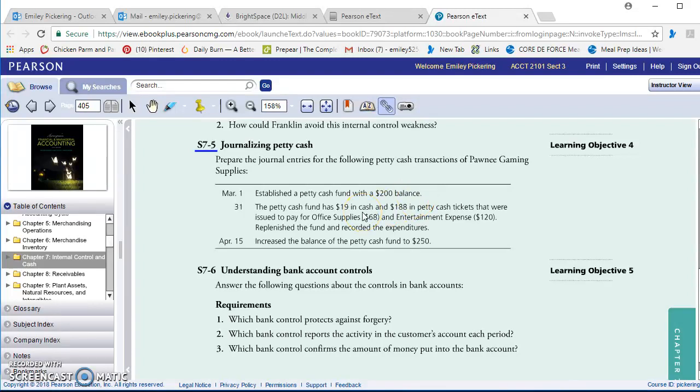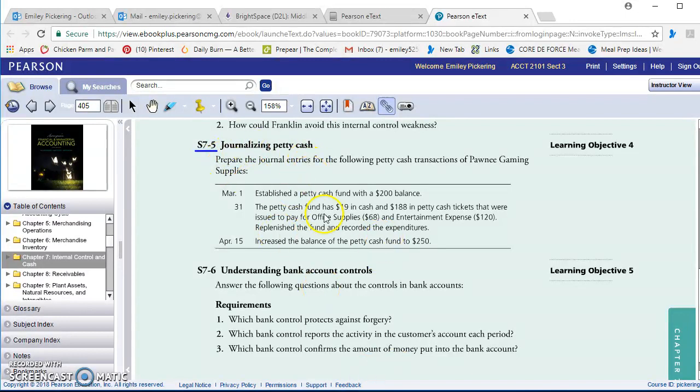All right, so chapter 7, we are concentrating mostly on petty cash and then the bank reconciliation. There are going to be a couple things on internal control, but I don't think I really need to go over that. So let's talk about some of the petty cash problems. So first of all, we're going to do 7-5 petty cash.